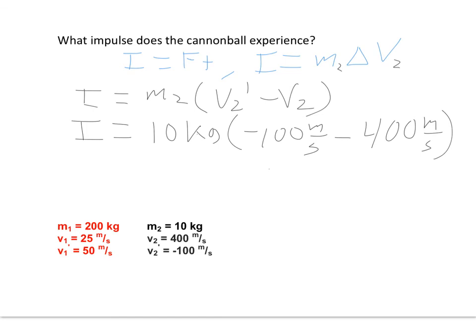When I multiply that by the mass of the cannonball, you see that I got an impulse, or a change in momentum, of the cannonball of negative 5,000. I'm going to use those units of impulse as Newton times second. When we look at the last question, I think you'll understand why.